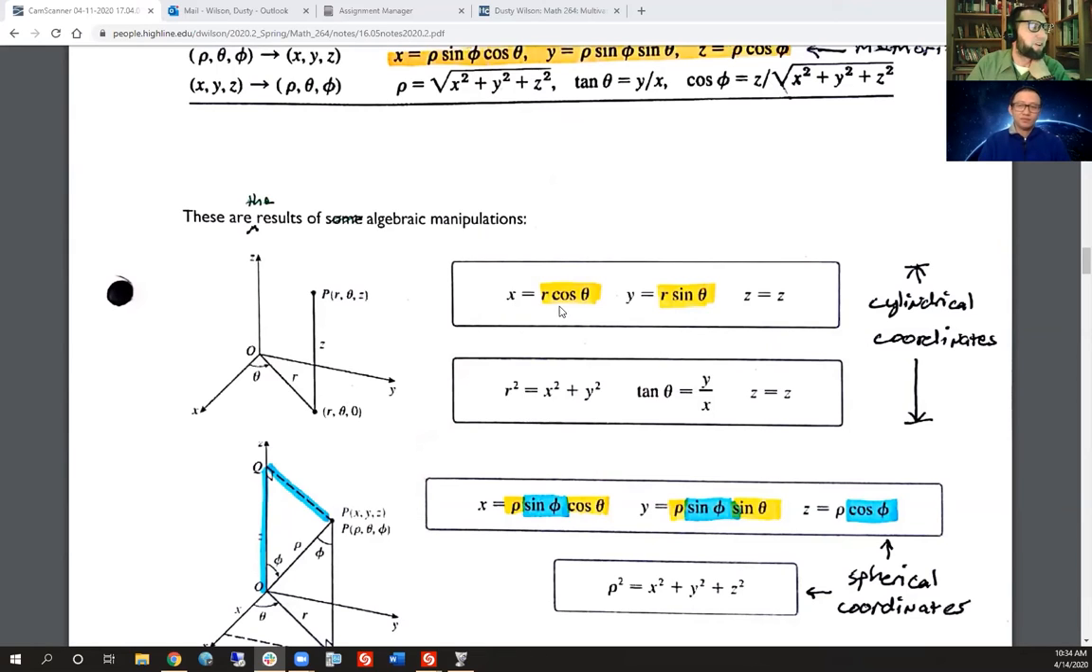x equals r cosine theta. This is just like in polar. y equals r sine theta, just like in polar. And z equals z. This is what you need to memorize for cylindrical coordinates, but the reality is there isn't anything new to memorize because this is the same stuff you had in polar. You just have to tack on the z coordinate. So cylindrical formulas are pretty easy.